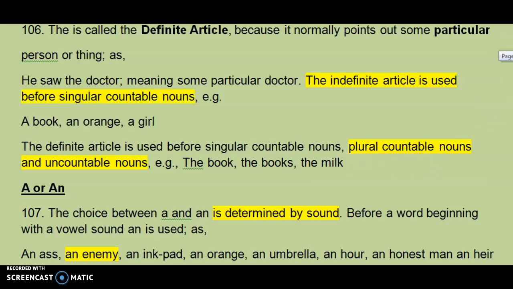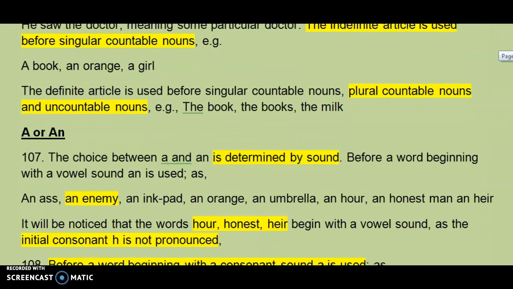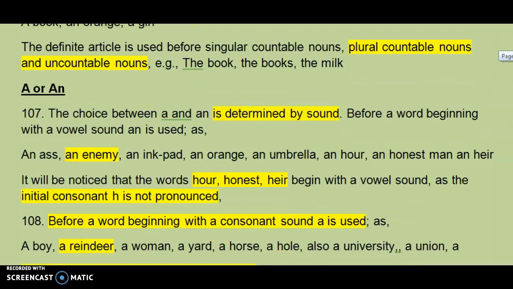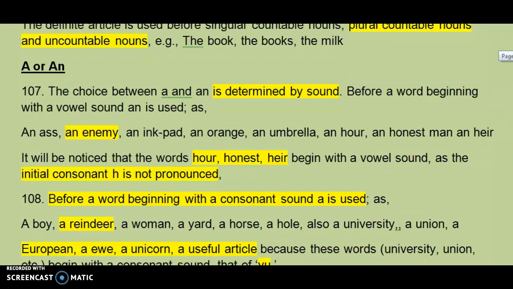Usage of a and an. The use of a and an is determined by sound. An is used before vowel sounds, not vowel letters, it is sound, and a is used before consonant sounds. We have certain exceptions where the letter is silent. For example, we say honest, and here the initial consonant H is not pronounced, so we say an hour.